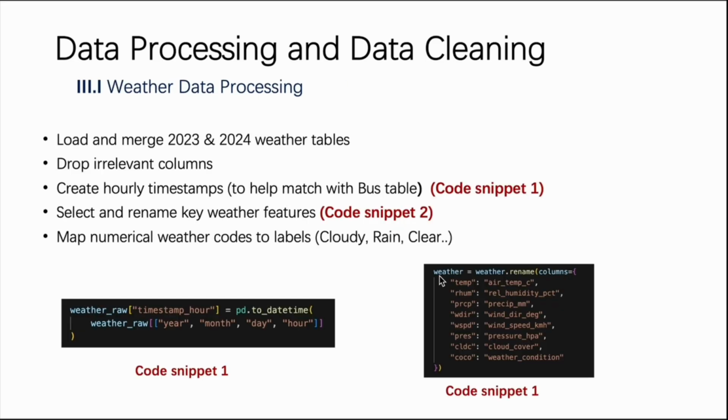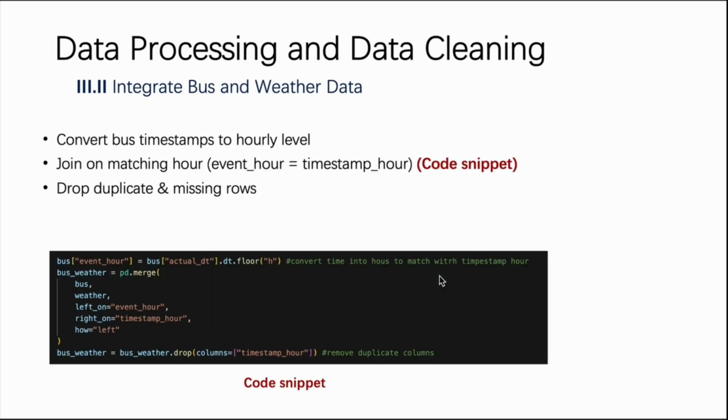Before merging, we first pre-process the weather data. We combine the 2023 and 2024 weather tables and remove unnecessary columns. We create hourly timestamps to match bus records later. Then, we keep and rename key columns like temperature and humidity, and assign labels to weather conditions to make the new table more readable.